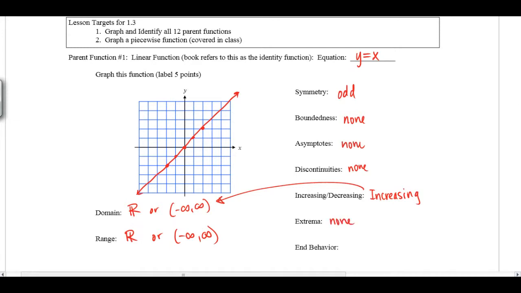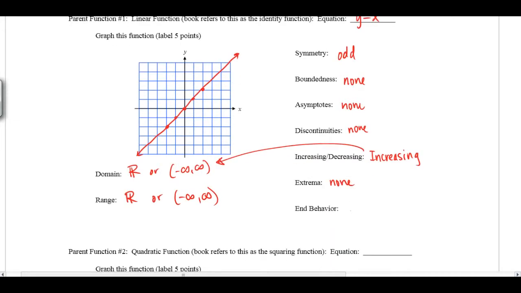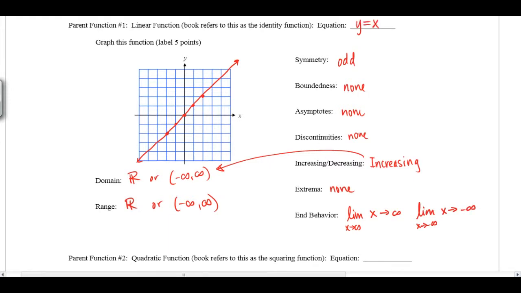And last but not least, the end behavior. So look at the end behavior. The limit as x goes to infinity, that's the right side, the function y equals x goes to, I should just say x. Let me change that. The function x heads to infinity. And the limit of the left side as x goes to -infinity, the function heads to -infinity. And there you have a complete analysis of the linear function.